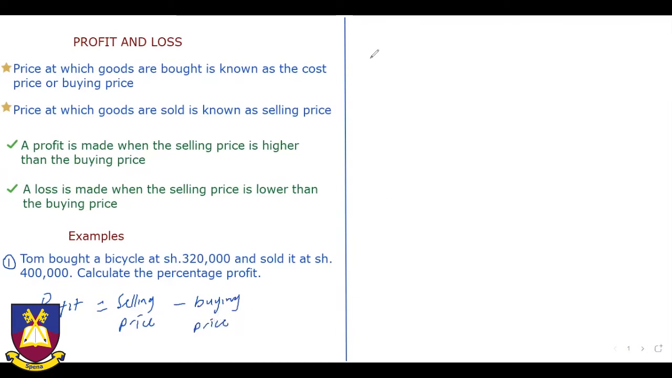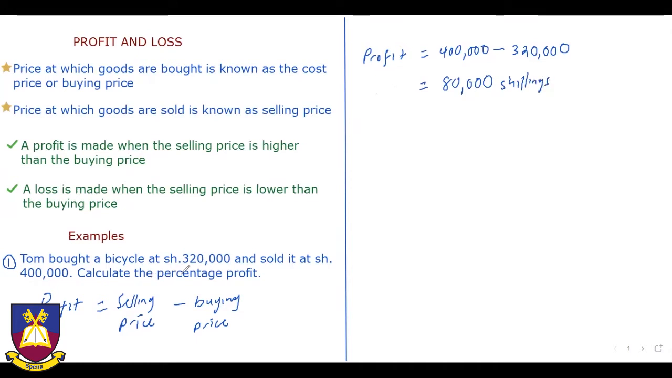So we have our profit. According to the selling price was 400,000. The buying price was 320,000. Tom made a profit of 80,000 shillings.